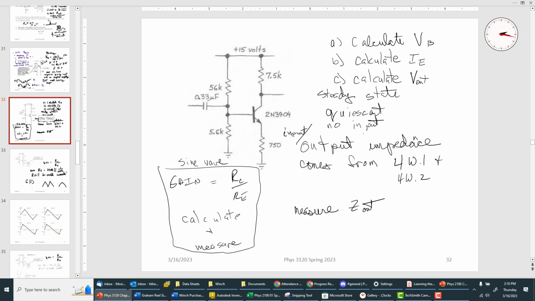Oh, and also you can check its gain. The gain is R collector over R emitter. See if it comes out the same way. And that's your V out over V in. So R collector over RE should equal V out over V in. See if it's true. This looks like a gain of 100.